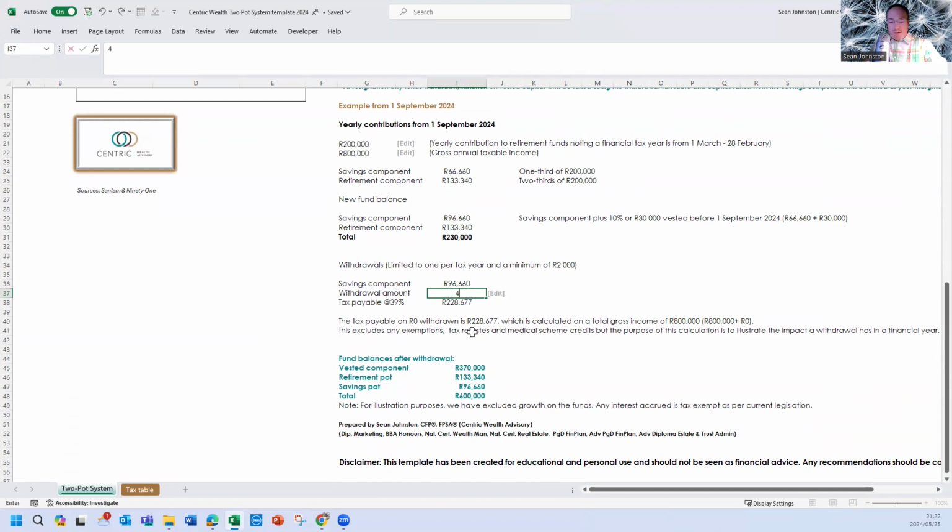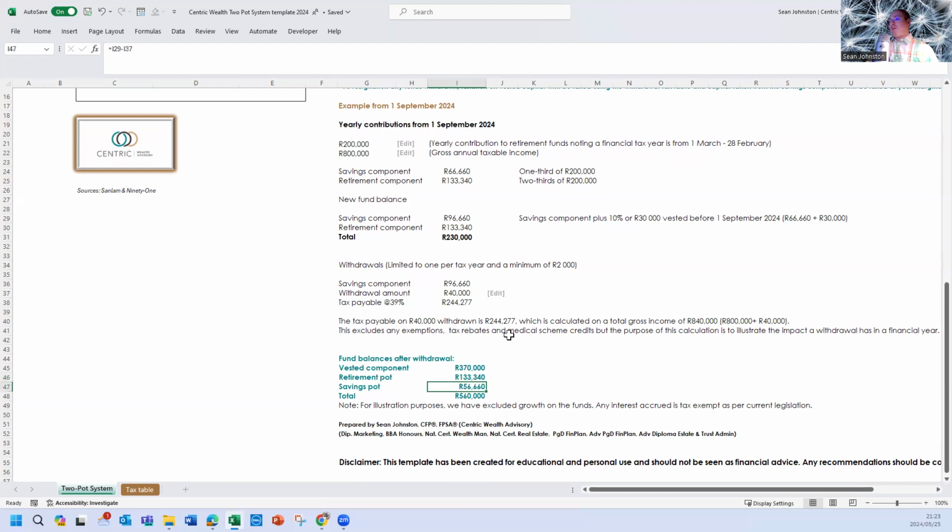So let's take out 40,000. This is the balance now after withdrawals. The vested component is 370. Just note, I have made a comment here. You have not factored in growth. If there was 10% growth, obviously 10% growth will apply to the 370. The retirement pot hasn't had growth. I'm just doing this very simply to show you the implications on your fund balances before and after taking withdrawals.